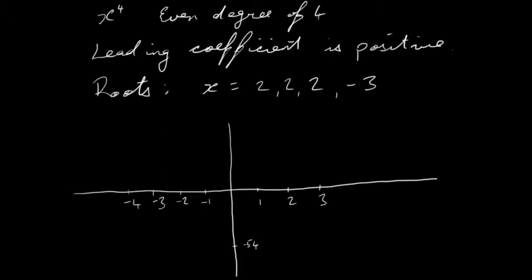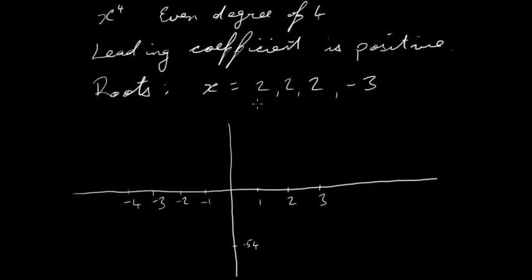Now let's sketch this. We have an even degree here, and an even degree means that the arms of the graph are going to point upwards or downwards. Because our leading coefficient is positive, both arms are going to point upwards. So it's going to start here and we're going to finish up here somewhere. If the leading coefficient was negative, we would start down here and end down here. Both arms would point downwards. So now I know roughly what way my graph is going to go.